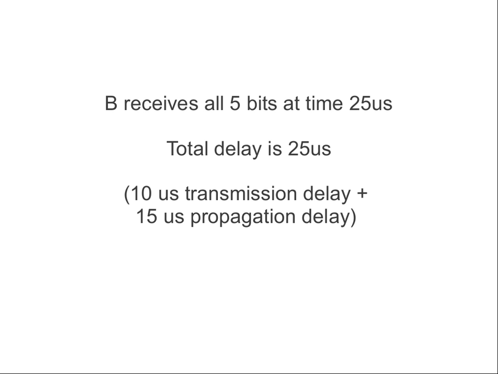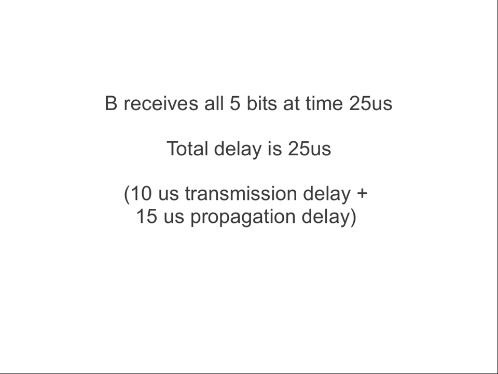The total delay is 25 microseconds, which is simply the transmission plus the propagation delay. Transmission was 5 bits times 2 microseconds per bit, 10 microseconds. Propagation was 15 microseconds. That's it, trying to explain again the concept of transmission and propagation delay.